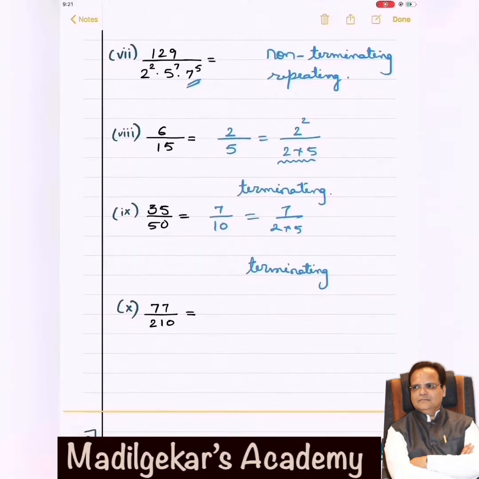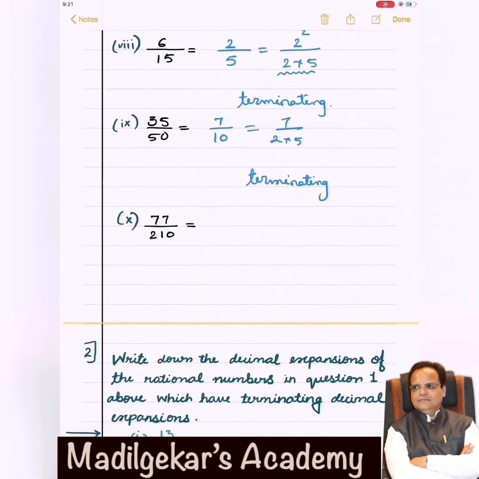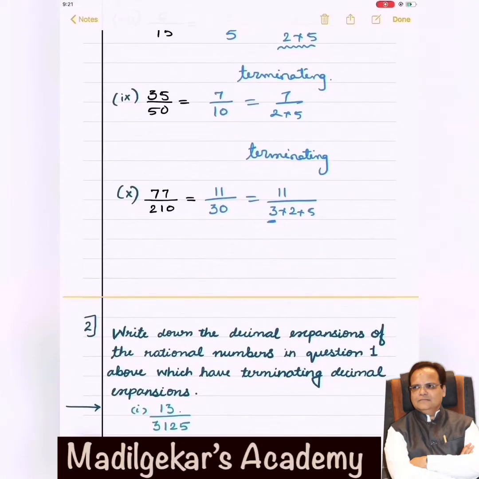Now the last bit, 7th, 77 upon 210. Simplify it first by dividing by 7. We get 11 upon 30. That is 11 upon 3 into 2 into 5. And because of this 3, the given rational number is non-terminating. It has non-terminating decimal expansion and repeating.